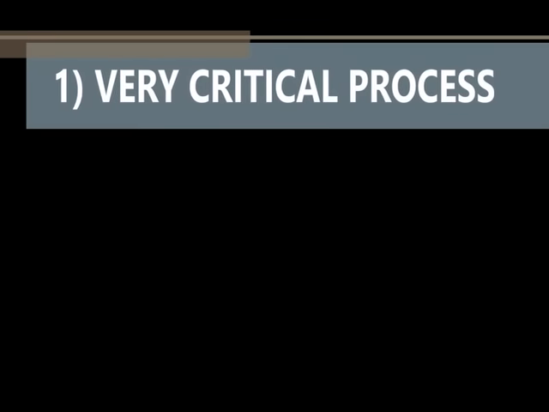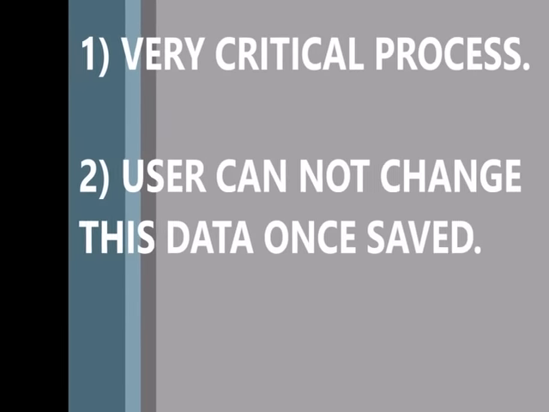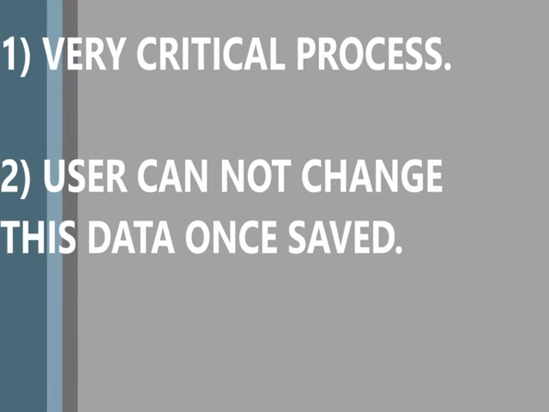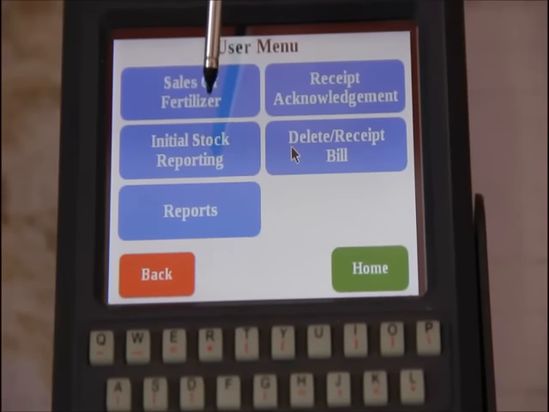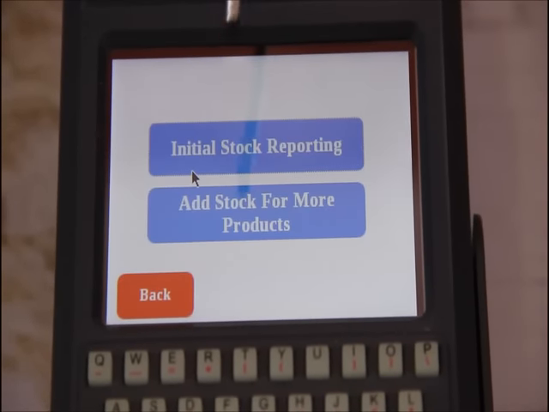Initial stock reporting, a one-time measure, is very critical in the whole process of sale of fertilizers, as subsequent reports depend on it, and user cannot change this data once saved. Hence, utmost care should be taken while feeding the initial stock details. The process of initial stock reporting is as follows.